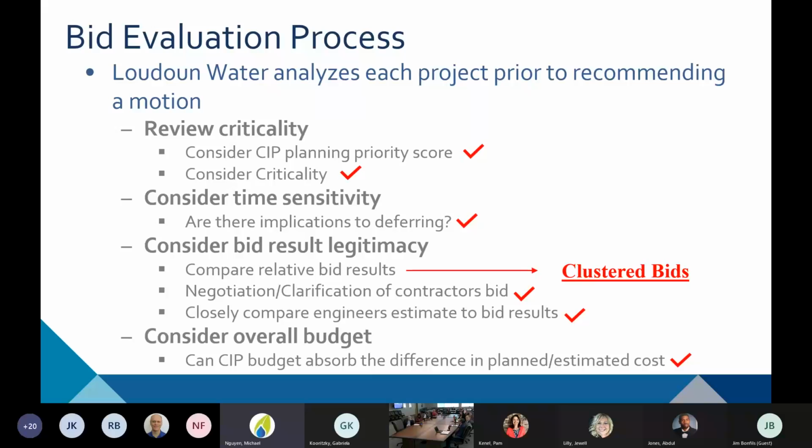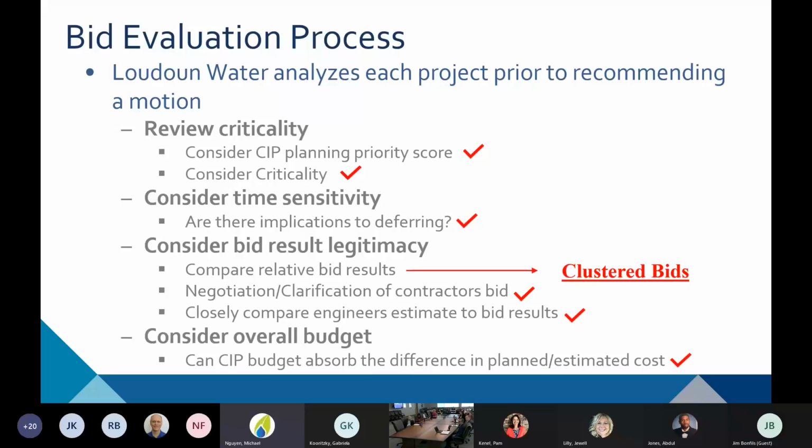So for this particular project, as I mentioned, this is a critical piece of infrastructure for us. And there are some sensitivities to delaying it because of the time of year restrictions. If we had decided to delay or rebid the project, we may miss the window in which we could make some of those connections for the timing. And I'll talk a little bit more about why there's some sensitivity around that.